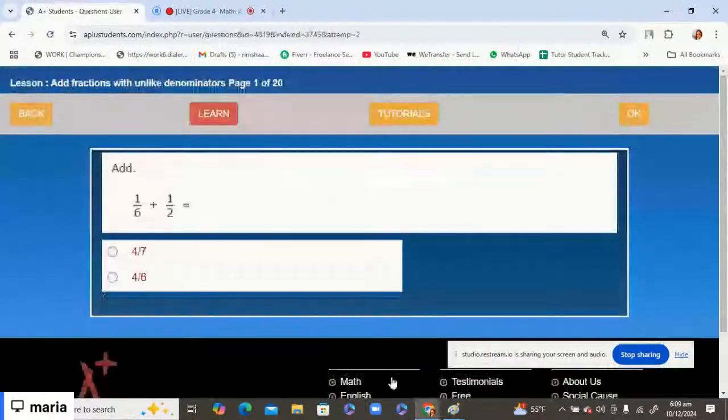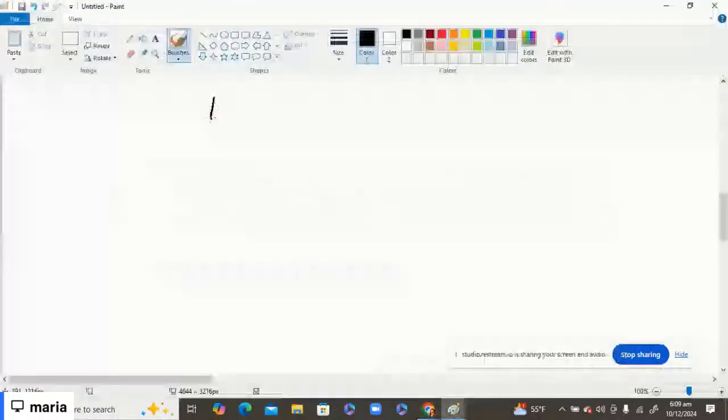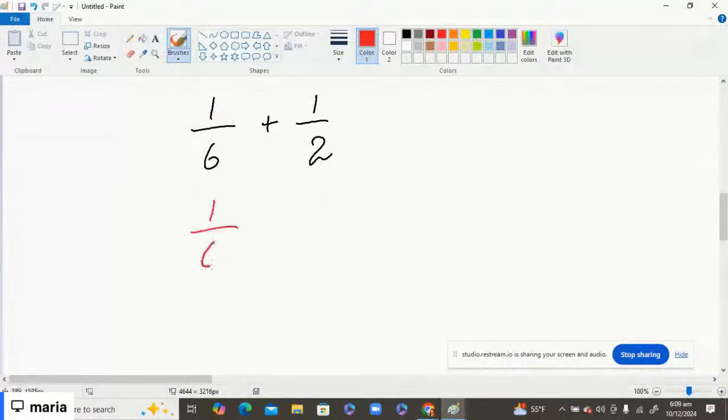So 1 by 6 plus 1 by 2. Here we're going to write 1 by 6 and then 1 by 2. So what we do here, we check which is the greater denominator. The 6 is greater, so we put 1 by 6 the same, and the plus sign is the same. So how can we multiply 1 by 2? You guys tell me which number we are going to multiply the 1 by 2 with.